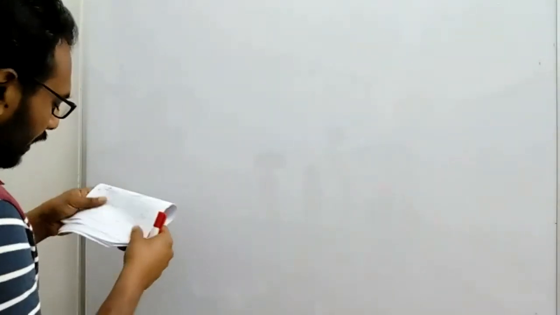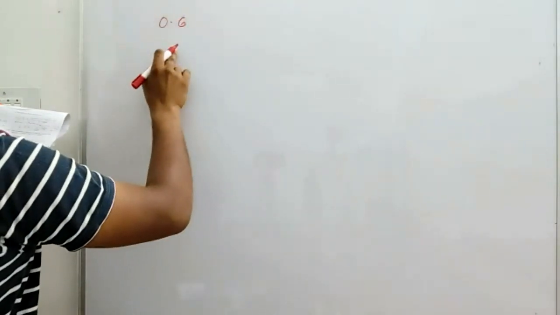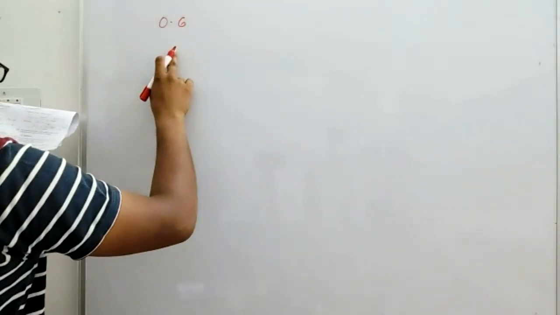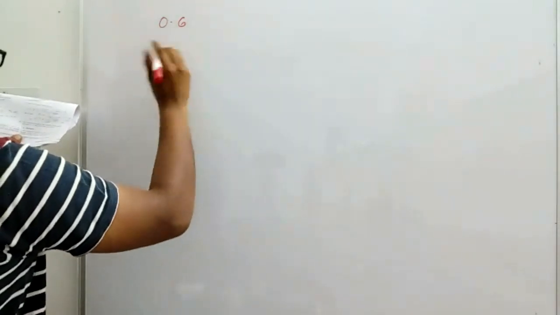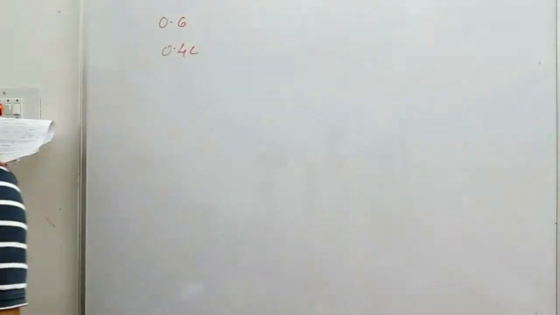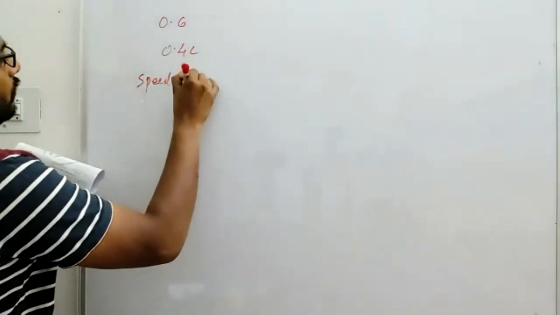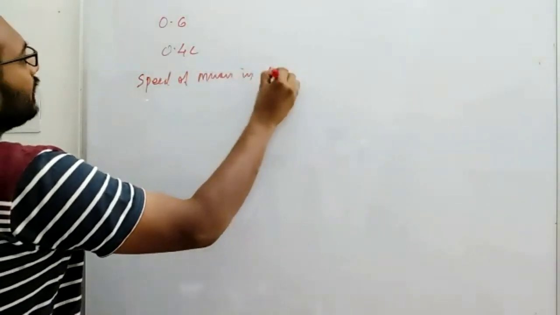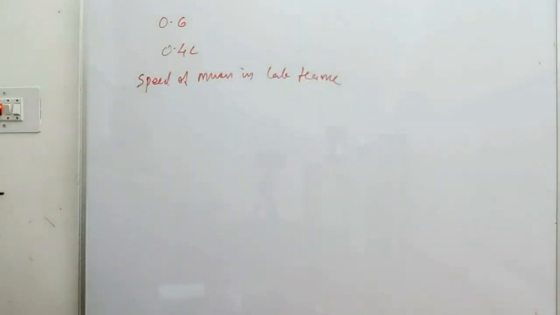So here is a question: a pion moving at the speed 0.6 c emits a muon in the same direction. The speed of the muon in the rest frame of the pion is 0.4 c. Calculate the speed of the muon in the lab frame. It seems a bit tricky, but if they ask in this way, you need to understand.